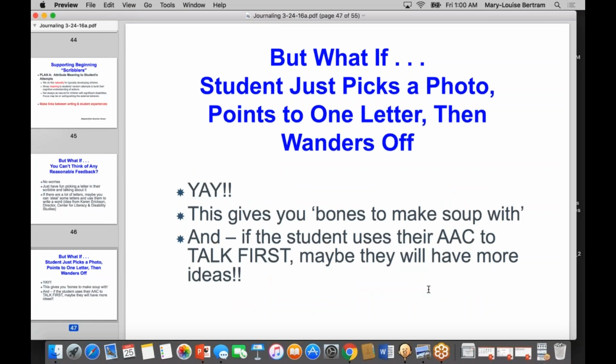But what if they just pick a photo, they point to one letter, and they're done. They're out of here. Don't worry about it. They gave us a bone to make soup with. Whatever that one letter is, we're going to have fun with it. But remember, it also means that maybe we need to spend more time having them talk first, and then they'll have more ideas. Maybe we're focusing too much on the alphabet piece and not on the conversation about the picture they chose. And maybe we weren't modeling enough. That is another reason why we see kids not getting so excited about it.